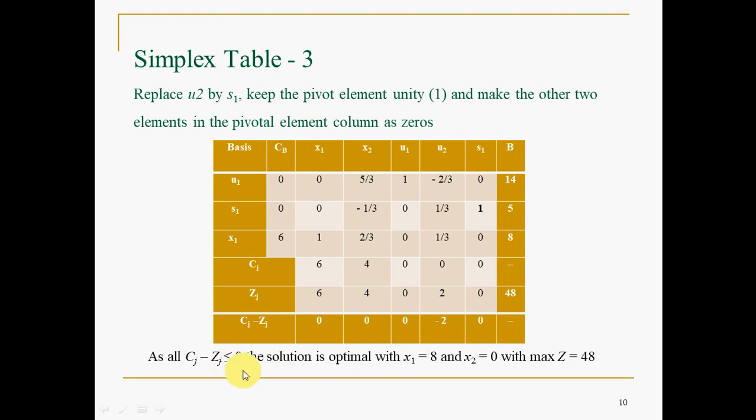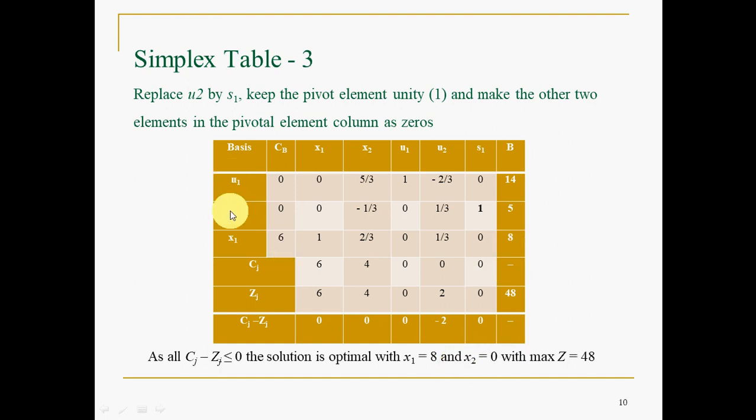So what is your observation? As all Cj minus Zj values are lesser than or equal to 0, you can declare the optimality, or you can stop processing further. Then how to get the value? Though the problem has two basic variables, it doesn't mean that all the basic variables should appear in the basis. You may get optimality well before that. In this problem, what is x1? 8. What is b? B is RHS. And x2, no.